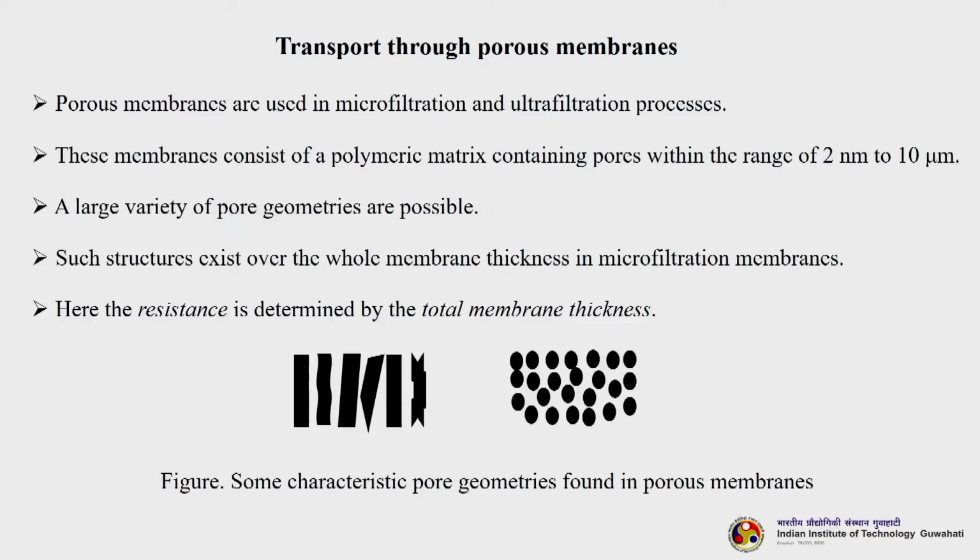Such structures exist over the whole membrane thickness in a microfiltration membrane. Now, in a microfiltration membrane the resistance is determined by the total membrane thickness. As I told you in the last class also, the thickness of the membrane material plays a very important role, and the more the thickness, the more will be the resistance to the transport or the flow. You can see there are two different types of pore geometries that I have shown here. These are mostly cylindrical pores, which in real life practice are non-existent, or not present exactly like this.